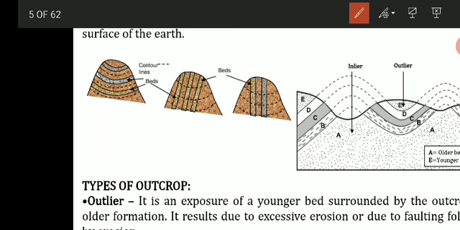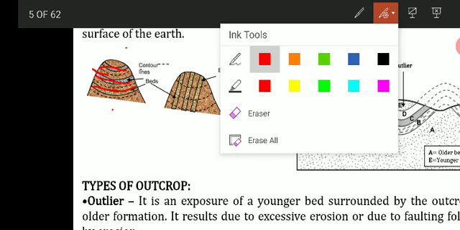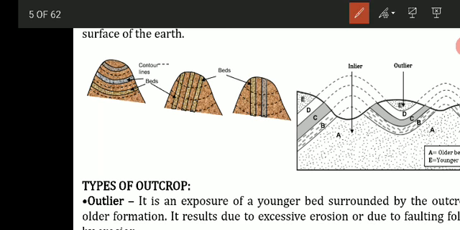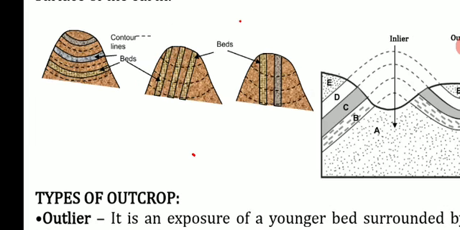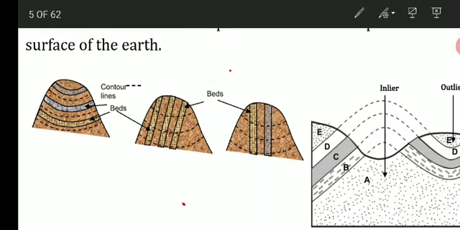Outcrop is the exposure of the solid rock on the earth's surface. So these are the rocks which you can call outcrop rocks, okay, which are exposed on the earth's surface. So when the outcrop lines, or the trends of those beds, are parallel to the contour line, you can see the dotted lines are the contour lines and the thick lines are the bedding planes, or you can see the beds, okay.